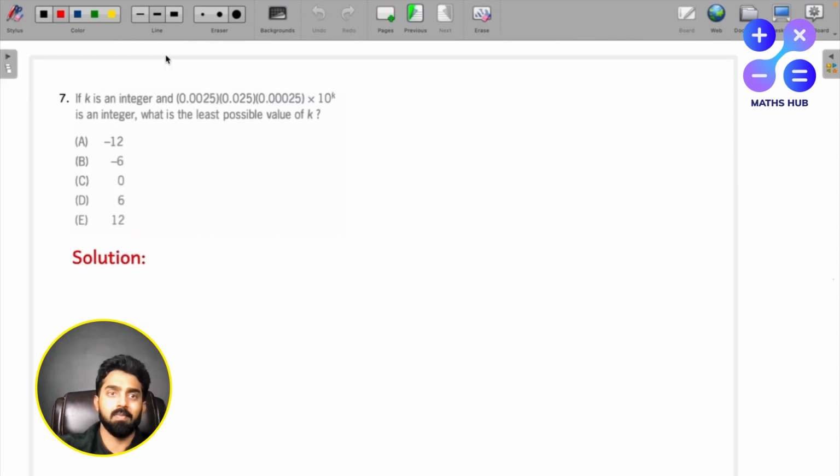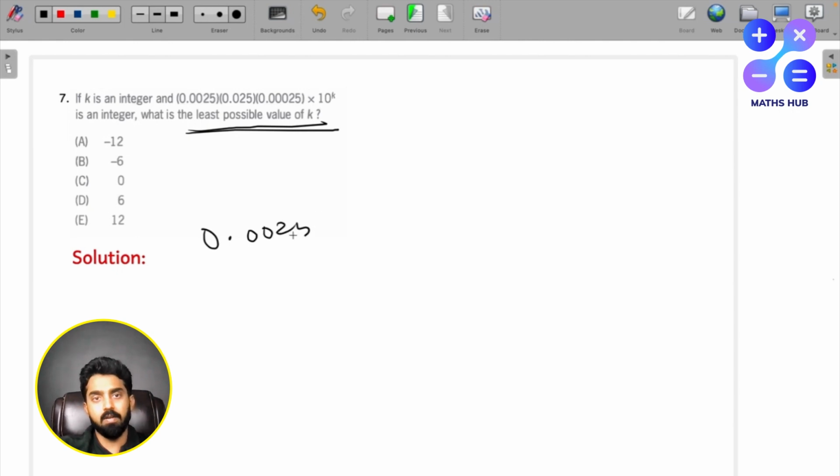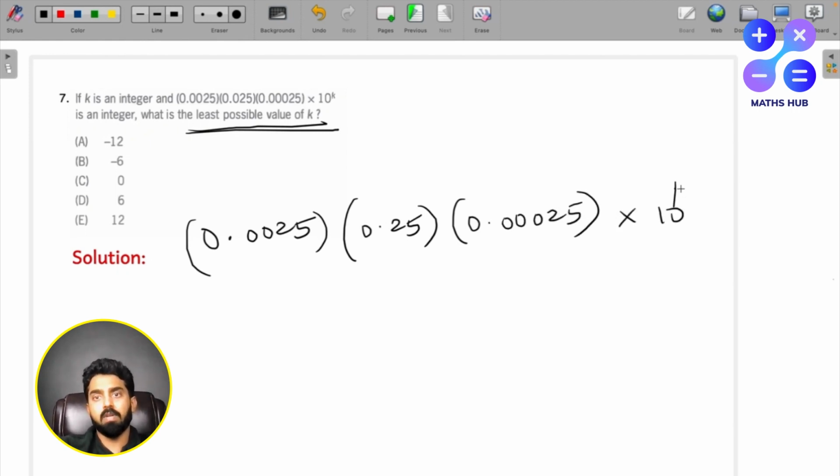Okay. If k is an integer and 0.0025 times 0.025 times 0.00025 into 10 to the power k is an integer, what is the least possible value of k? Least possible. Great. So now we have 0.0025 multiplied by 0.025 multiplied by 0.00025 multiplied by 10 to the power of k. Great. So what is this?